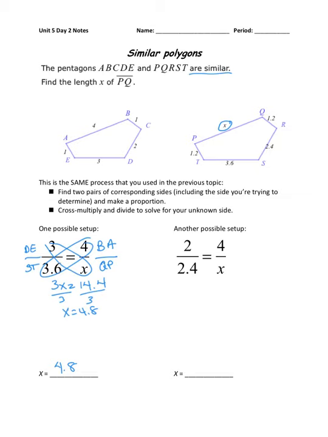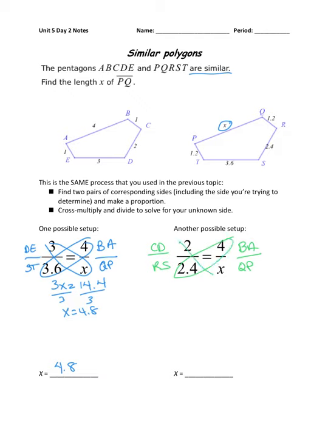All right. Well, let's do it a different way. Does it matter? A different setup. Will that matter? That's a good question. This is still BA. And this is still QP. Why? Because I still need a side that corresponds to our missing side, our missing measurement. This is CD. And this is RS.